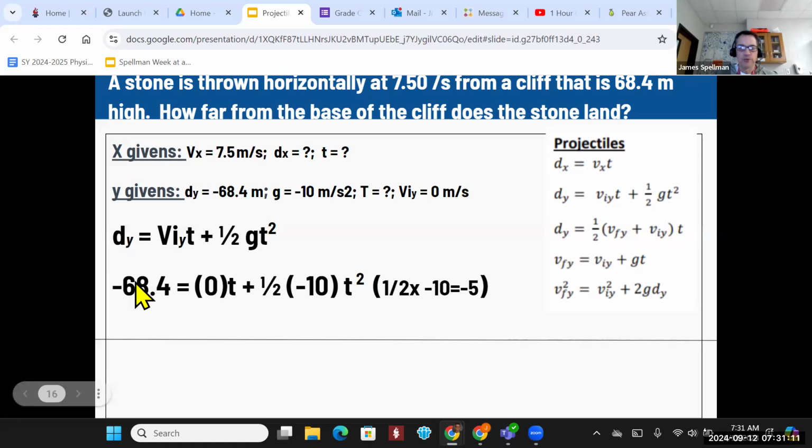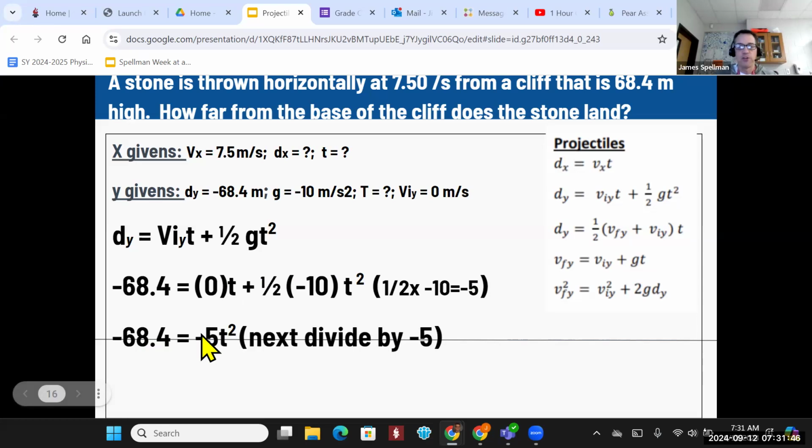Plugging in my numbers, my distance was -68.4. My initial velocity was 0. I don't know time. G is acceleration of gravity, which is -10. And again, I don't know time. So I substitute all my numbers in and think about what happens. 0 times time, this is going to go away. And what I'm left with is 1/2 of -10. So I'm going to multiply 1/2 of -10, and that's going to give me -5. That's going to make this whole section right here -5t squared. So if I simplify this, I get -68.4 equals -5t squared.